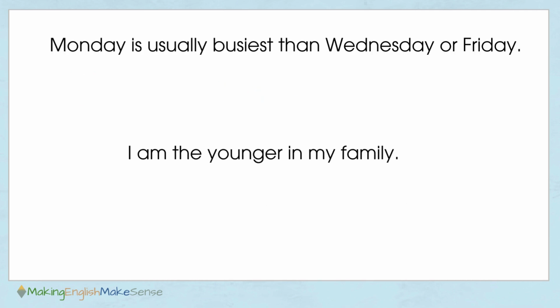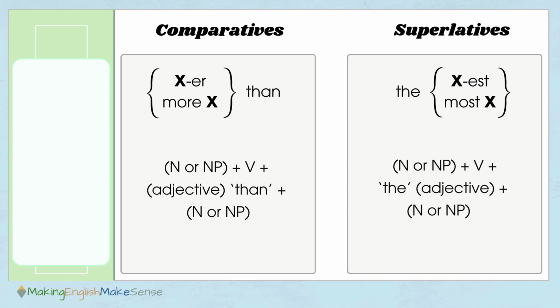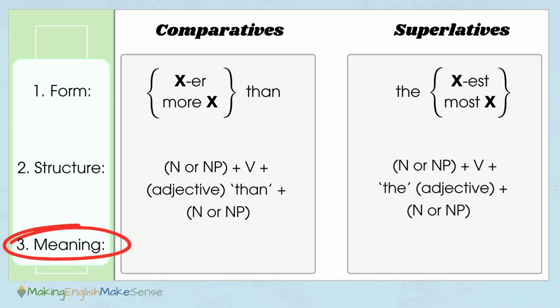Our last two sentences, Monday is usually busiest than Wednesday or Friday, and I am the younger in my family, also make a comparison, but involve a misunderstanding of when to use a comparative adjective versus when to use a superlative one. So what's the difference between these two types of adjectives? Well, comparative adjectives have a different form than superlative adjectives, use a different sentence structure, and have a different meaning. But let's focus on the third difference, their meaning.